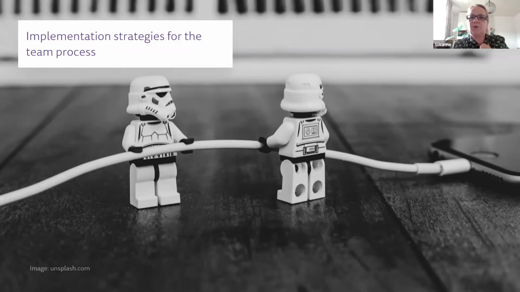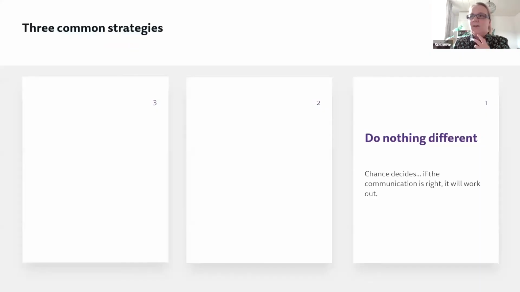And I want to share 3 of them with you because I experienced all the 3, and they can be good or not that good depending on the team. And this is also the first strategy: do nothing different.